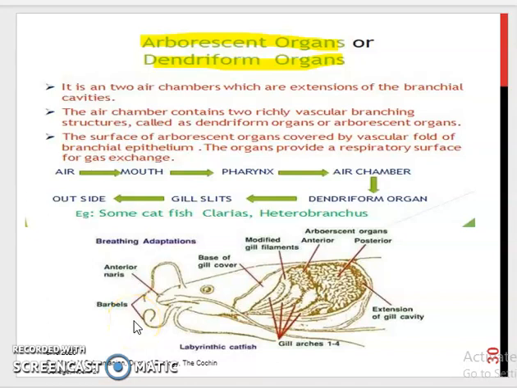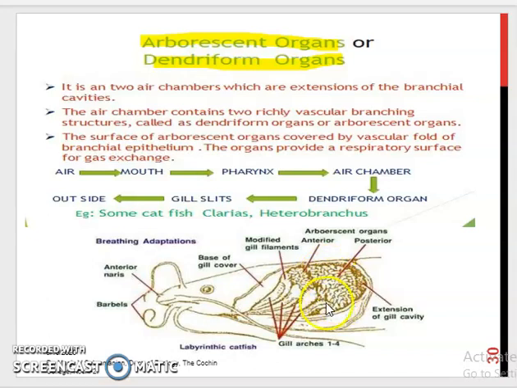Another instance of branchial chamber enlargement and modification is found in Clarias, the catfish, and related forms. Clarias has a pair of suprabranchial organs on each side, and it is divided into two parts. You can see here the head region of a Clarias fish, and this is the arborescent organ, which is seen in the branchial chamber of Clarias.